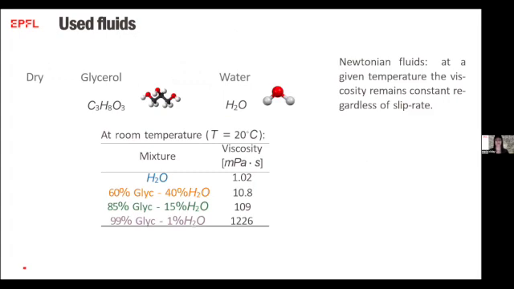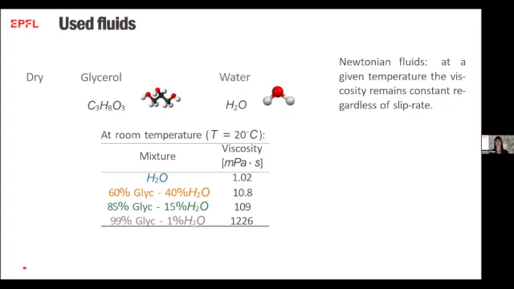use 4 types of fluids. The first one is pure water with a viscosity around 1 millipascal second, and a mixture between glycerol and water, 60% glycerol and 40% water, that gives a viscosity around 10 millipascal second, 80% of glycerol, 20% of water, that gives a viscosity around 100 millipascal second, and 99% glycerol, 1% of water, that gives a viscosity of 1000 millipascal second.